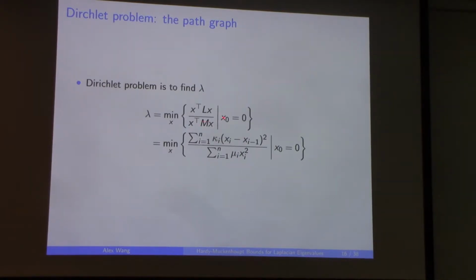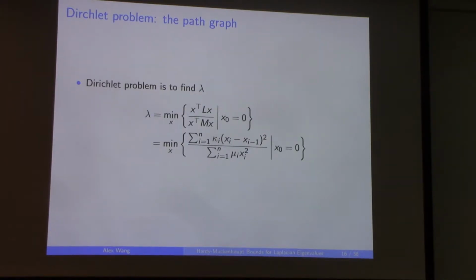I'm going to just open this up so we know what it looks like, especially for the case of a path graph. For the path graph, it's just going to be the sum over all the edges from 1 to n, kappa i, the displacement across that edge squared. And then in the denominator, I'm just going to have the sum from i equals 1 to n, mu i xi squared. And the constraint is, again, still just x0 is equal to 0.